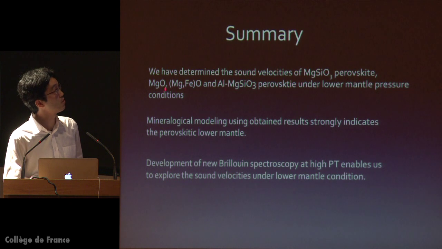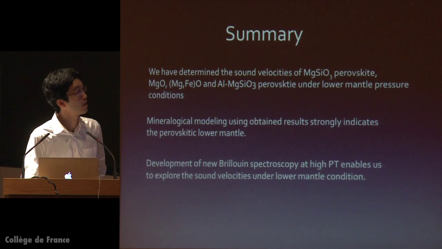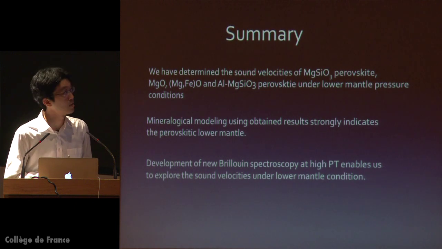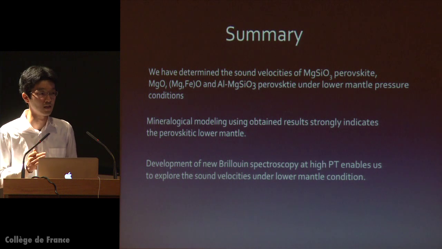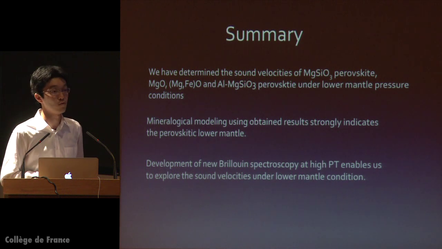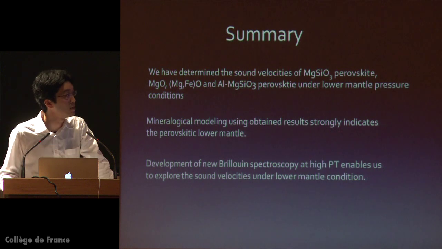And this is a summary of these studies: we have determined the sound velocities of pure MgSiO3 perovskite, MgO, iron-bearing ferropericlase, and aluminous perovskite under lower mantle pressure conditions. And mineralogical modeling using the obtained results strongly indicates a perovskitic lower mantle. And the development of new techniques enables us to explore the sound velocities under lower mantle conditions.